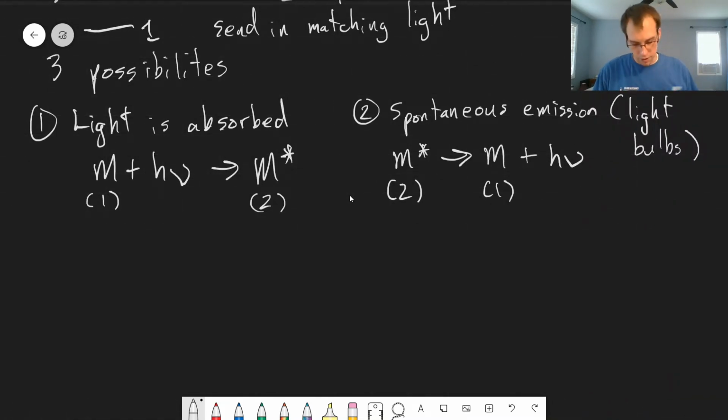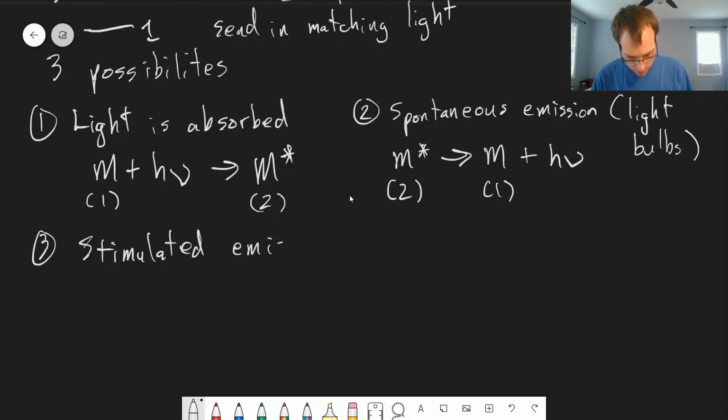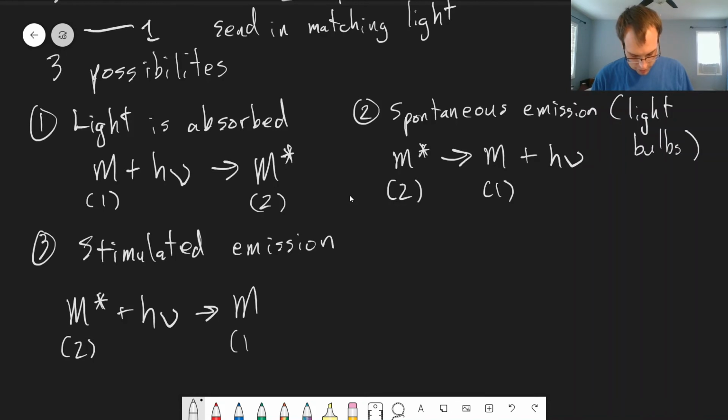The third possibility, and both of these are not too weird, but the third possibility is what is known as stimulated emission. And this is kind of like the opposite of absorption. So with stimulated emission, we have a molecule that's in its excited state, so state 2. A photon comes along and causes emission of light. So the molecule goes down to state 1. So this is like spontaneous emission, but it's emission caused by light.